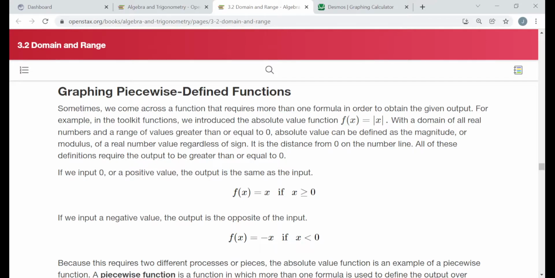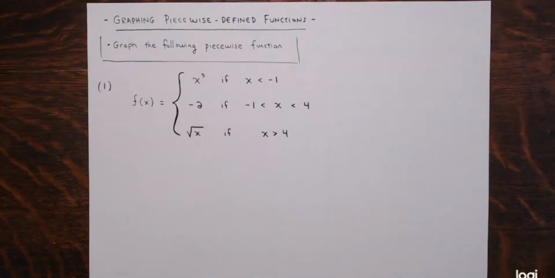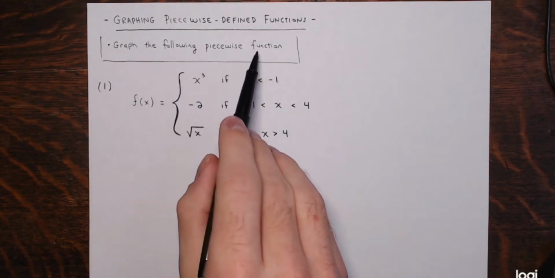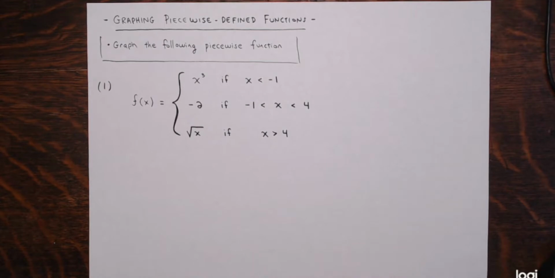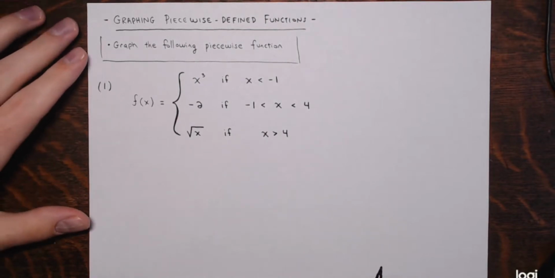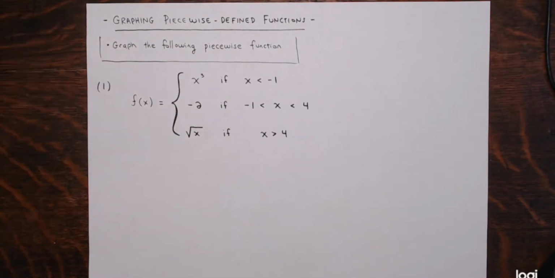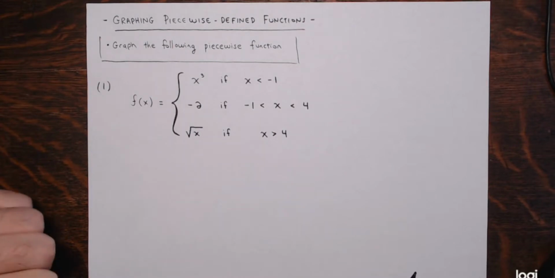Alright, so I have these written out on paper. And all we're asked to do is graph the following piecewise function. Now, a piecewise-defined function is no different than any other function, right? You have inputs and outputs, and for each input, you should get only one output. That is the definition of a function.